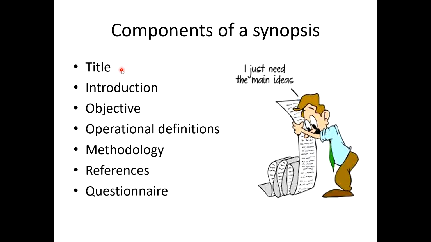Now, after conduction of the literature search, your next step is that you will write an introduction. You will write an objective of your research. You will make operational definitions in your research. You will write the methodology of your research. You will write references of the previous work which has already been done. And you will be writing up a questionnaire. These all components will make your synopsis.